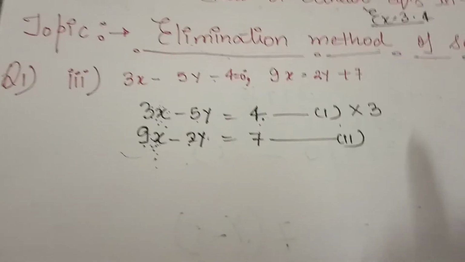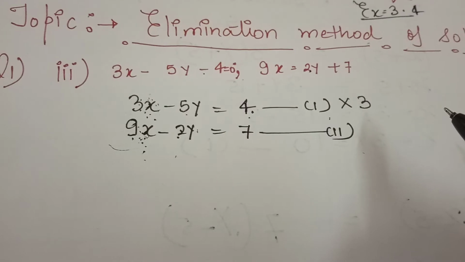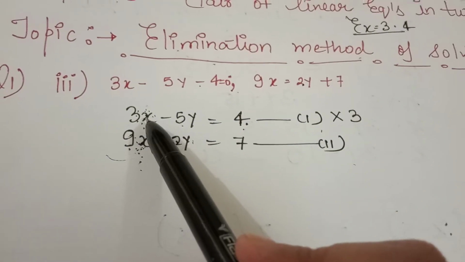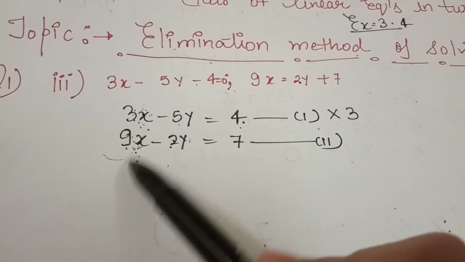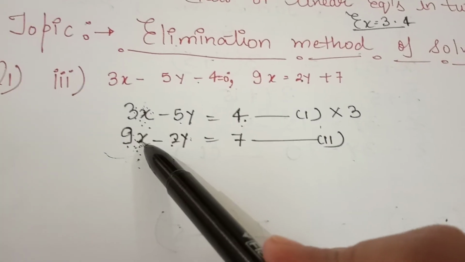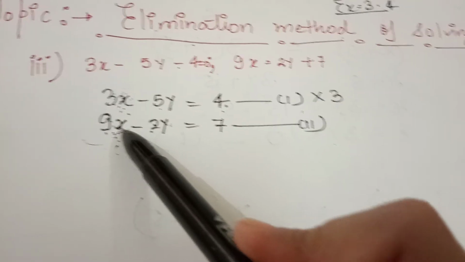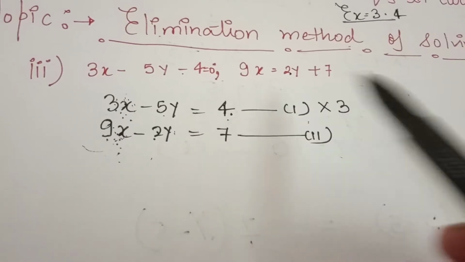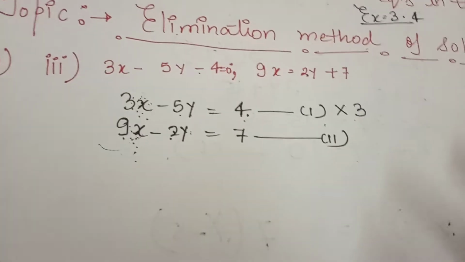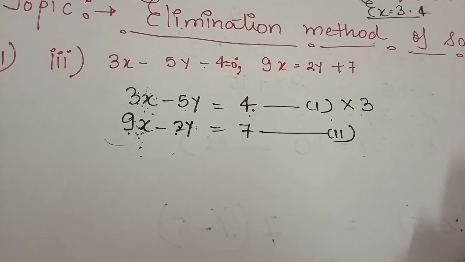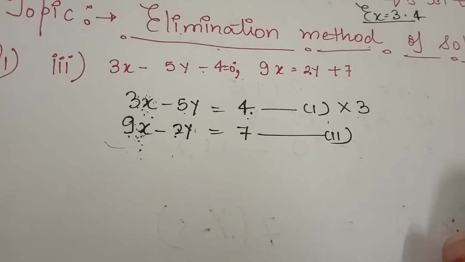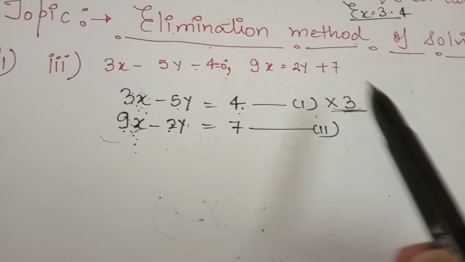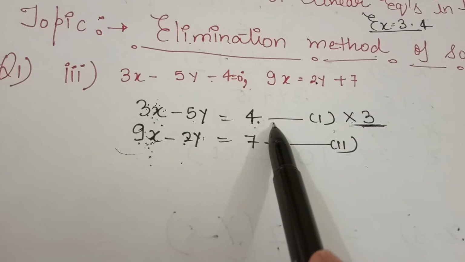Now the question is, why am I multiplying by 3? Because I want to make equal the coefficient of x in both the equations. But now the next question arises in the mind: can we multiply by any number or divide by any number in the equation? Yes. Why? Because when we multiply by 3 in the equation, we will multiply both the sides.